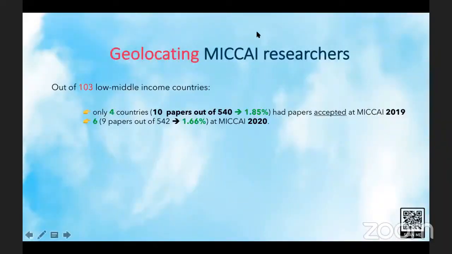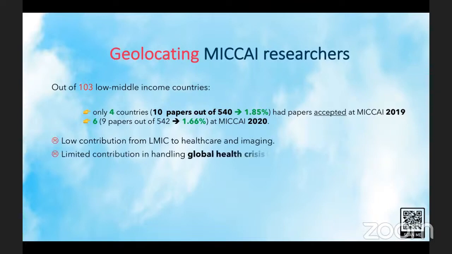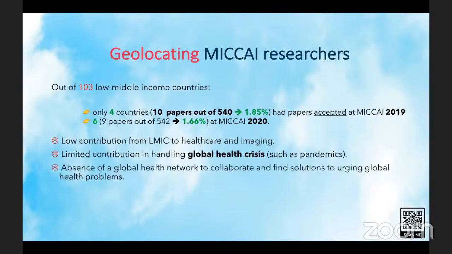If we try to geolocate the top researchers in the field, in 2019, only 4 countries out of 103 got their papers accepted. Yeah, so very low contribution. So what we want to do is build this network to better handle global health crises. There is an absence of a global health network to collaborate and find solutions together as a world as a whole.